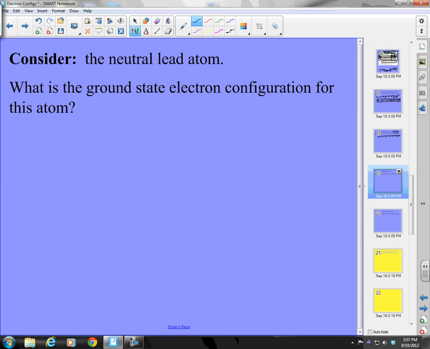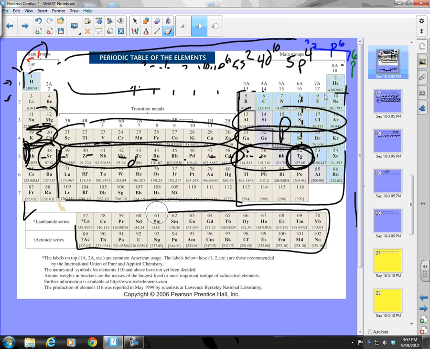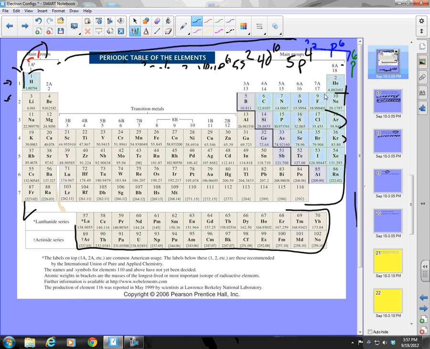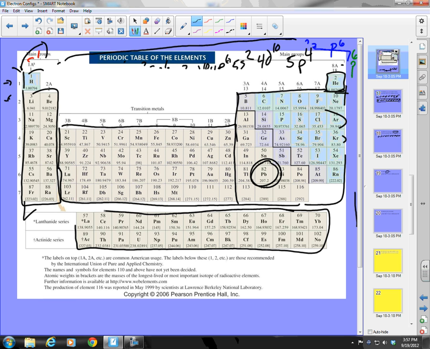Here we go. Consider lead. All right, lead. Where is lead? Lead is way over here. Let's clean this up a little bit. Lead. Here is lead right there. Okay, now what we have to understand about the periodic table is here, let's make this and let's make this. It goes like here, right? And we make our P block. There's part of my S block, and here's my F block, right?